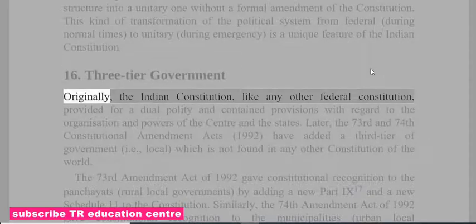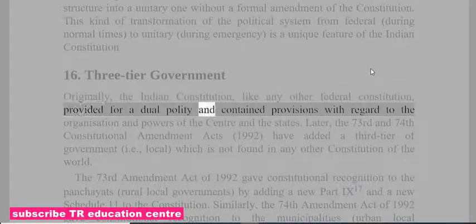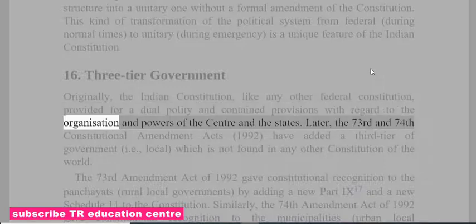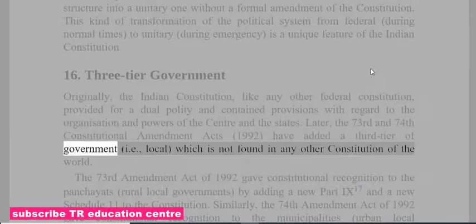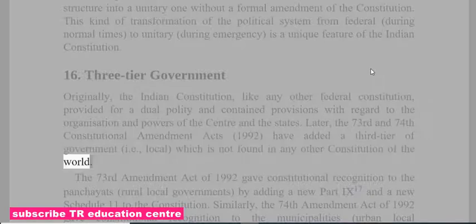16. Government. Originally, the Indian Constitution, like any other federal constitution, provided for a dual polity and contained provisions with regard to the organization and powers of the centre and the states. Later, the 73rd and 74th Constitutional Amendment Acts, 1992, have added a third tier of government, i.e., local, which is not found in any other constitution of the world.